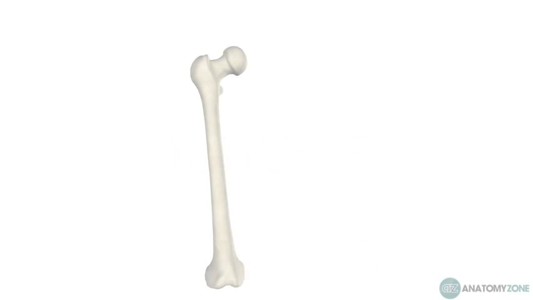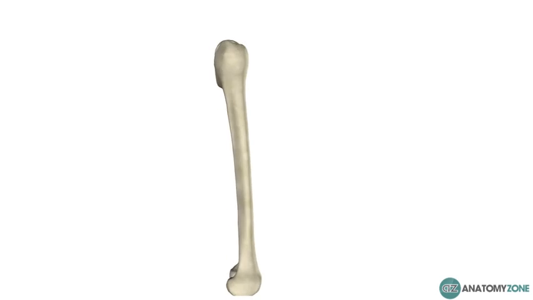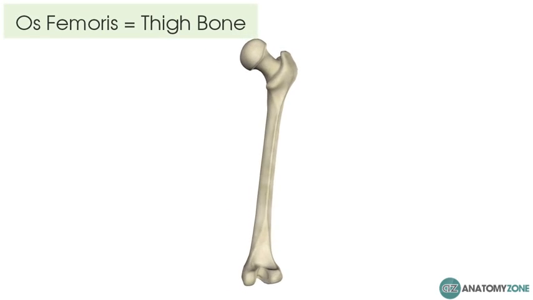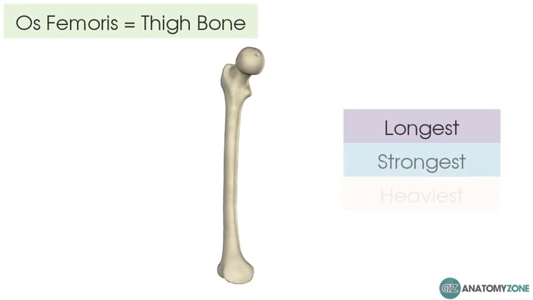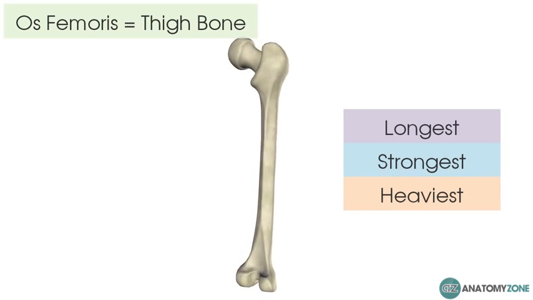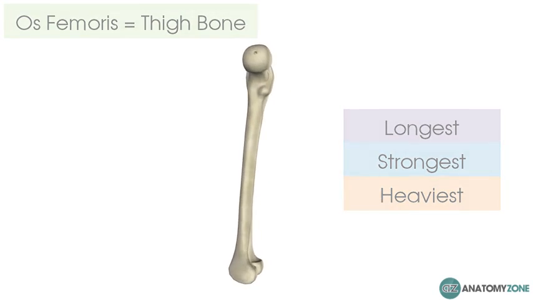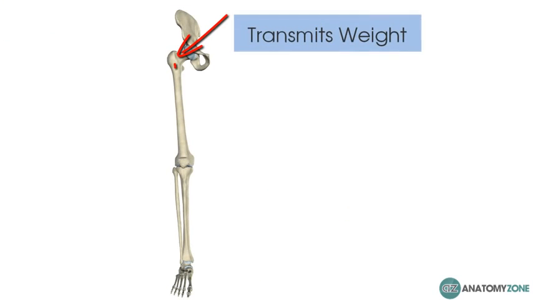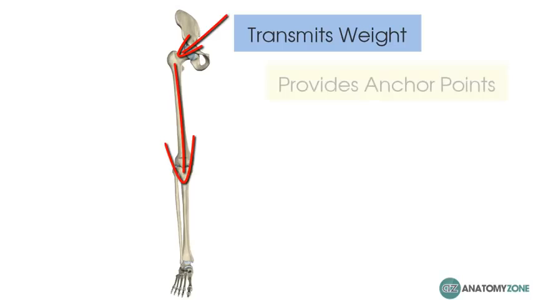In this skeletal anatomy tutorial we're going to take a look at the femur. Femur comes from the Latin os femoris, which means thigh bone, and it's the longest, strongest and heaviest bone in our body, accounting for about a quarter of your height, and it's stronger than concrete. It functions to transmit the weight from your hip bone to your tibia, and it also provides anchor points for over a dozen different muscles, allowing us to move our lower limbs.